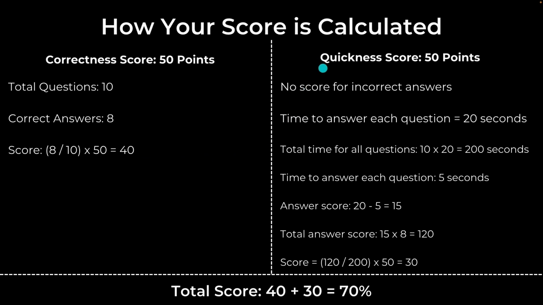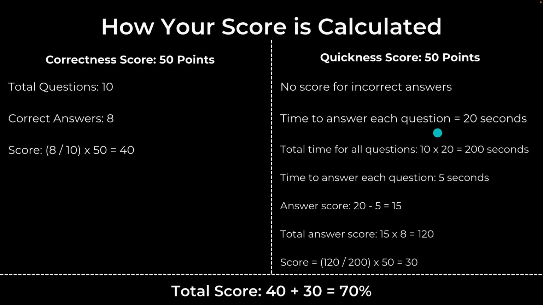Then we'll move on to the quickness score. Before you even get into the details, you need to know that it only applies to questions that you got the correct answer for. If you didn't get the answer correct for a question, then your quickness score is basically zero. You don't get anything for that.